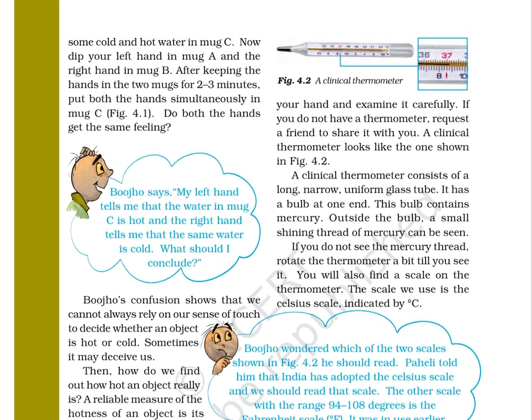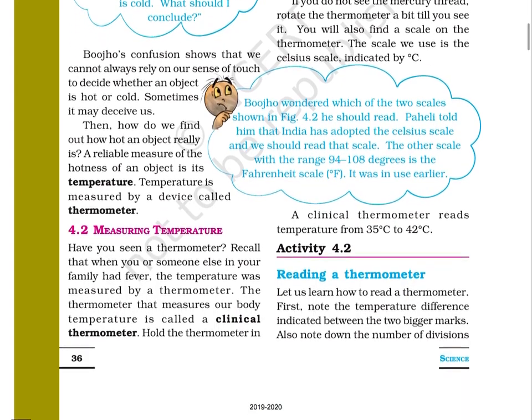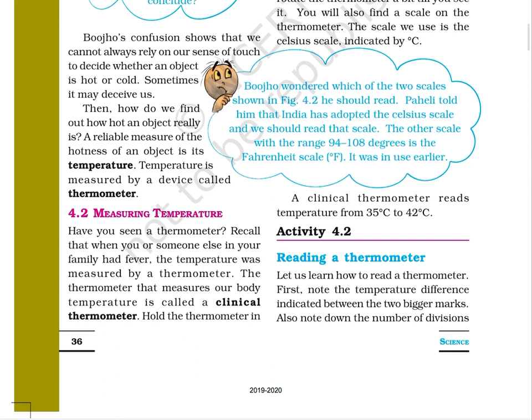There's a thought bubble given here. A picture of Bojo is next to it. Bojo wondered which of the two scales shown in figure 4.2 he should read.